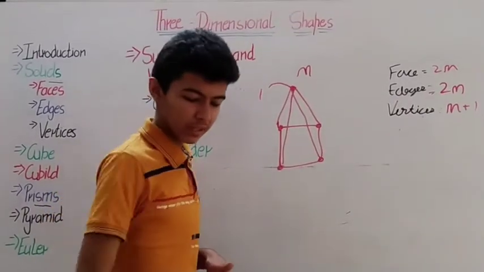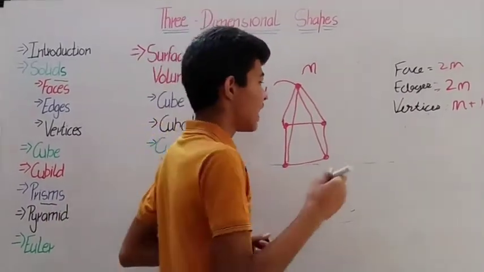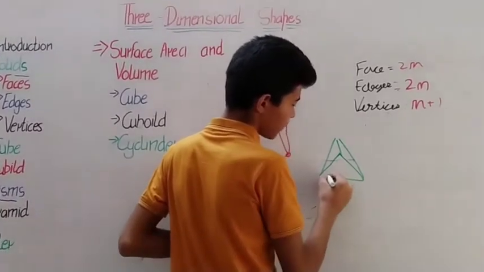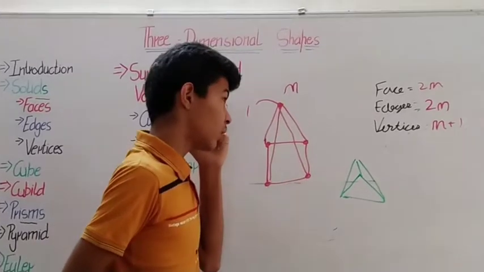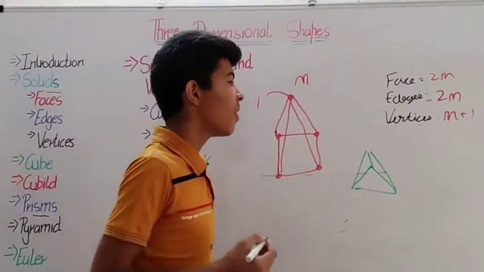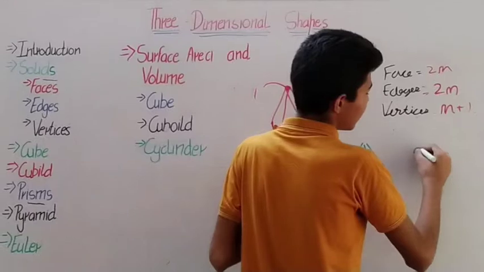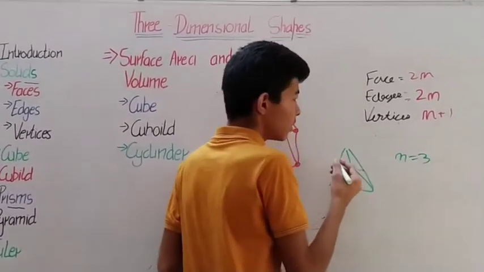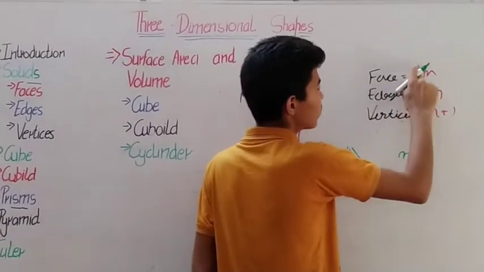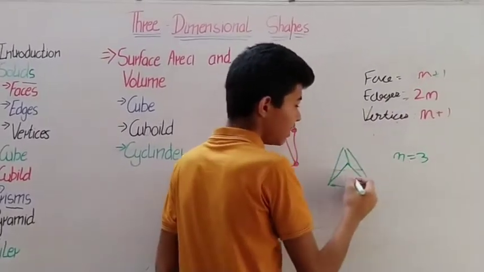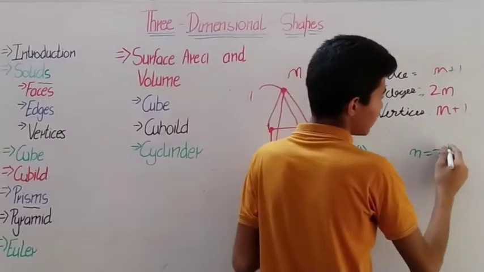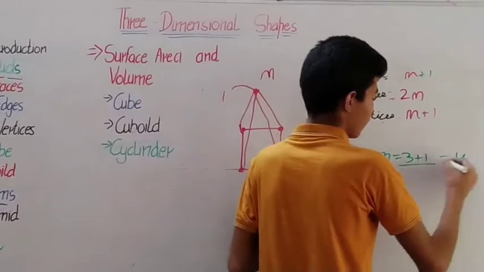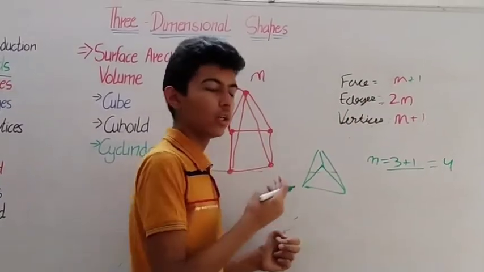If you take the case of a tetrahedron, where I have a triangle as a base and I create the tetrahedron, what would be the numbers in this case? The number of faces would be, let's take the n value as 3, so n plus 1, that is 3 plus 1, which equals 4. So it has one lower face and 3 top faces.